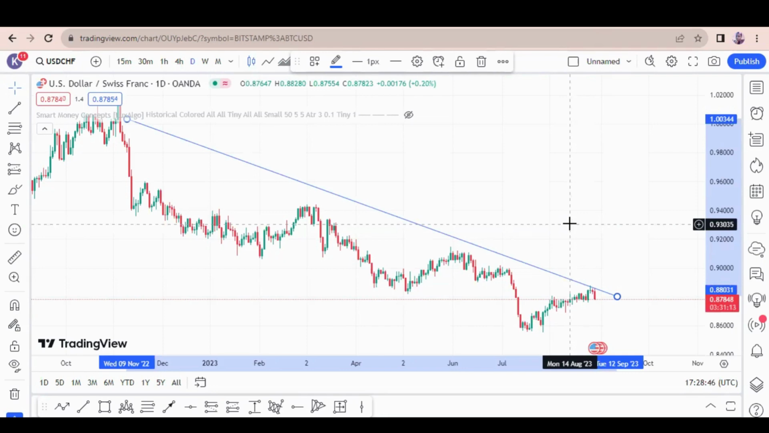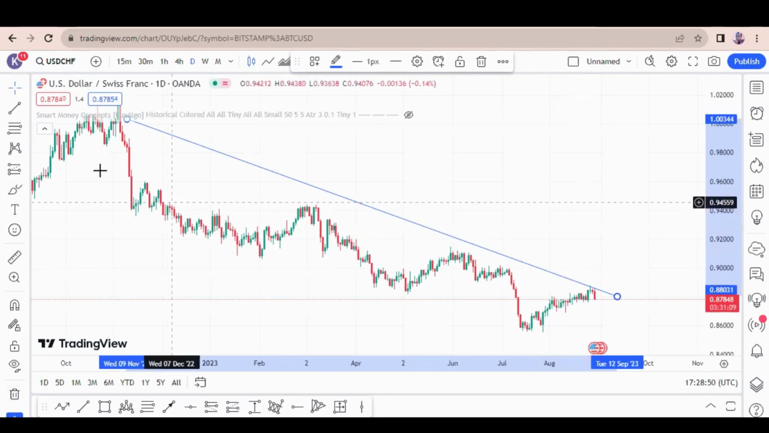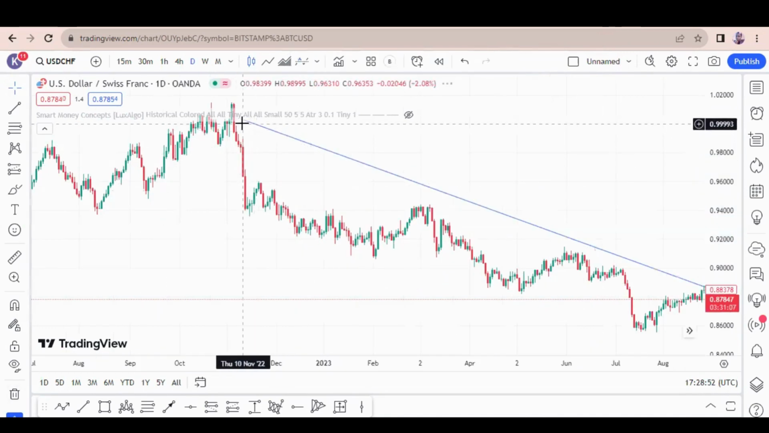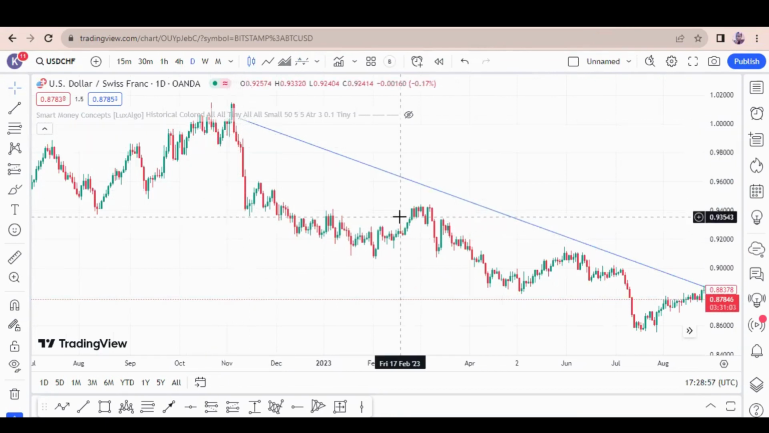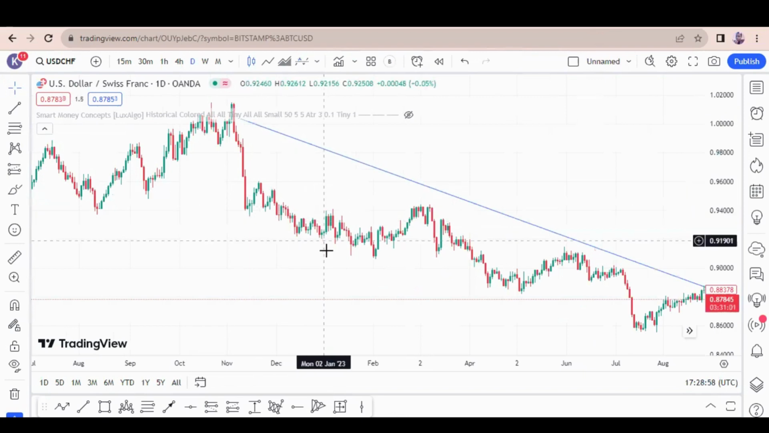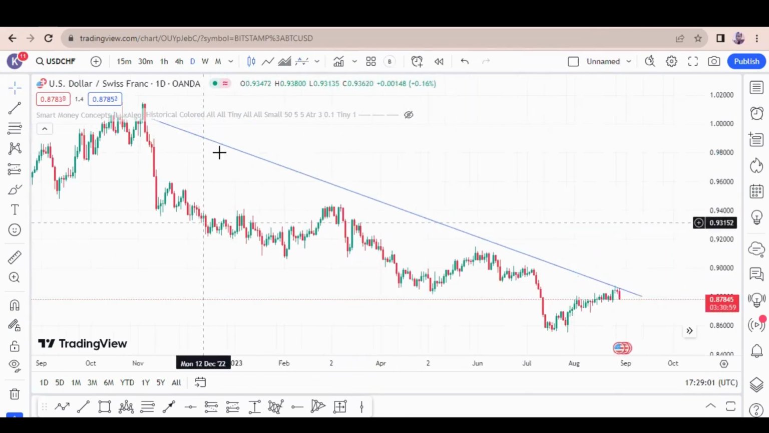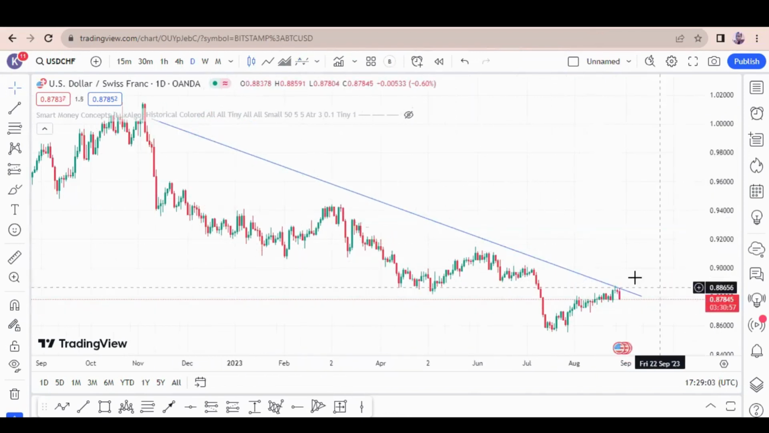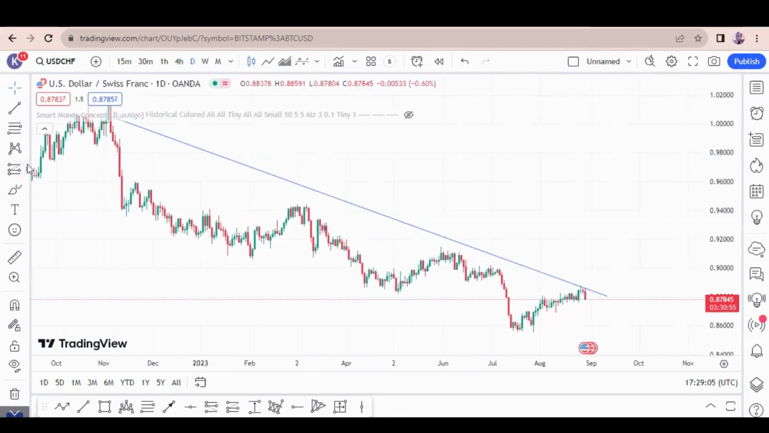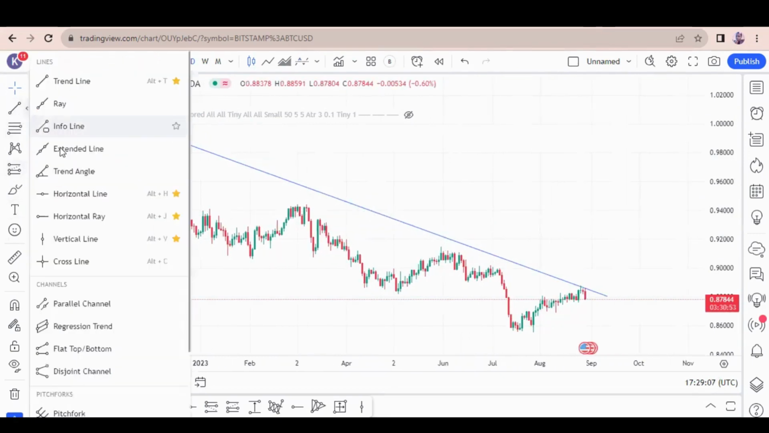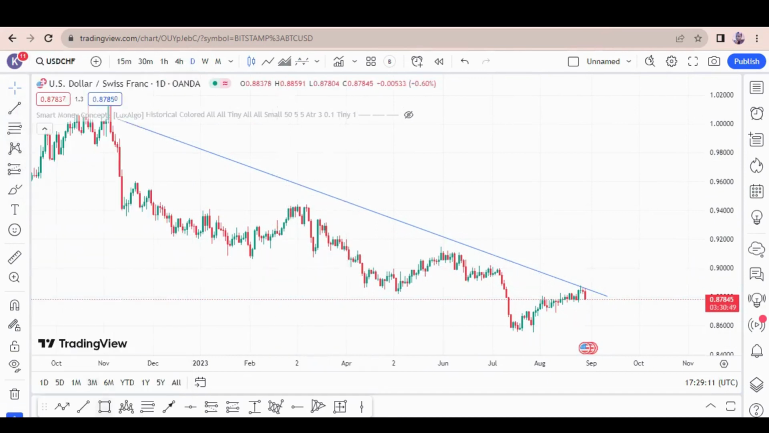So first of all, I want to show you what we call a downtrend. A downtrend consists of a lower low and a lower high, a lower low and lower high, lower low, lower high. It just keeps going down, down, down, down. So I'm going to draw it out for you so you can just understand what I'm talking about.